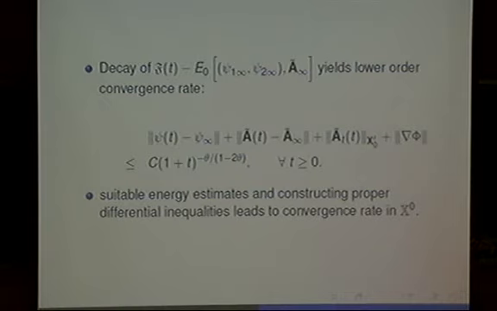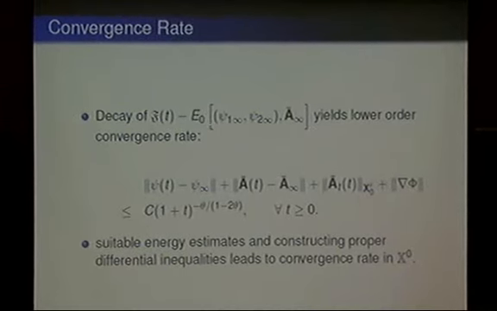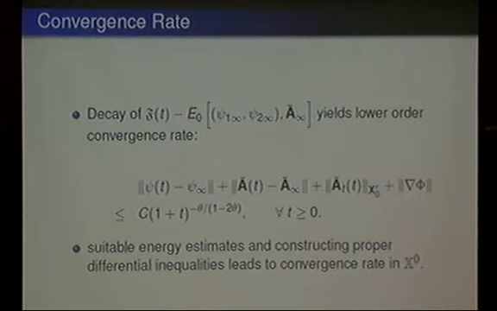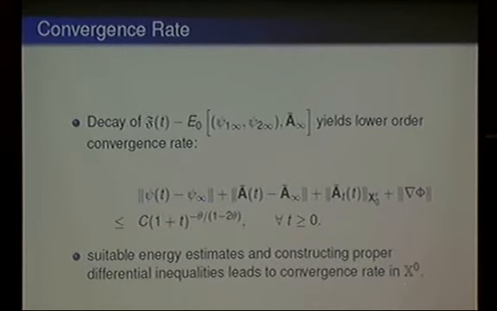Finally, we just say something about the convergence rate. The convergence rate of the solution comes from the decay of F minus the stationary energy. The decay rate of this directly implies this kind of decay rate of the solution. And by constructing some proper differential equations, we can use the bootstrap argument to keep the same convergence rate for high order norm in the free space.